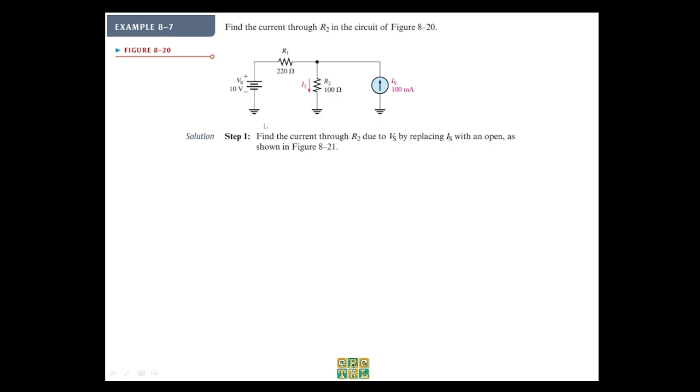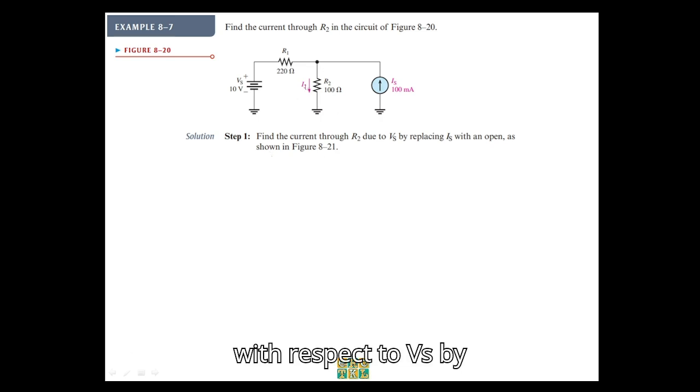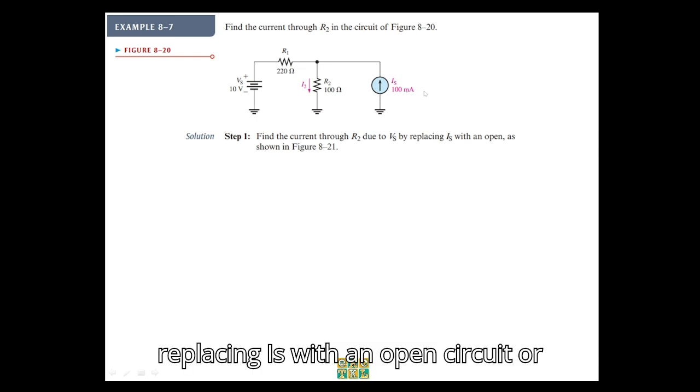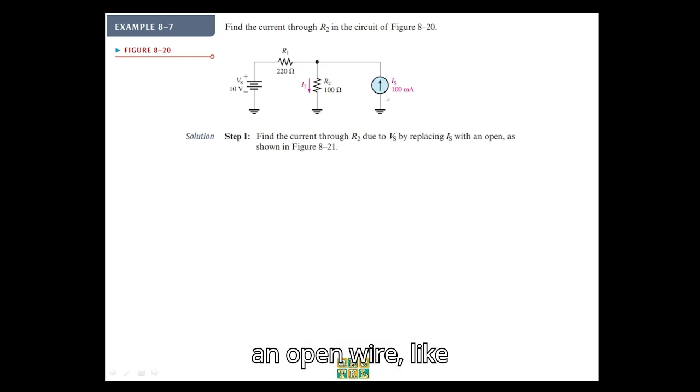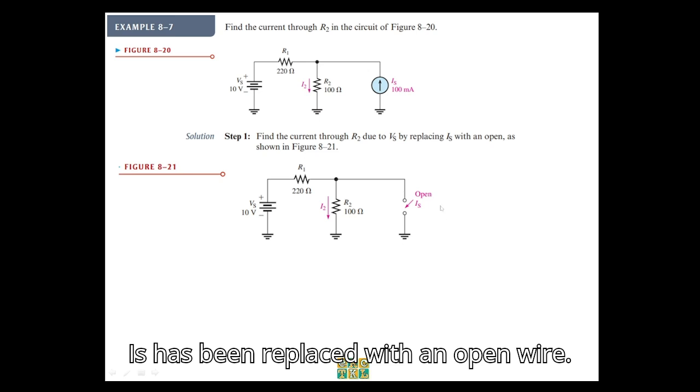Step number 1, we have to find the current through R2 with respect to Vs by replacing Is with an open circuit or an open wire, like this. As you can see here, the Is has been replaced with an open wire.